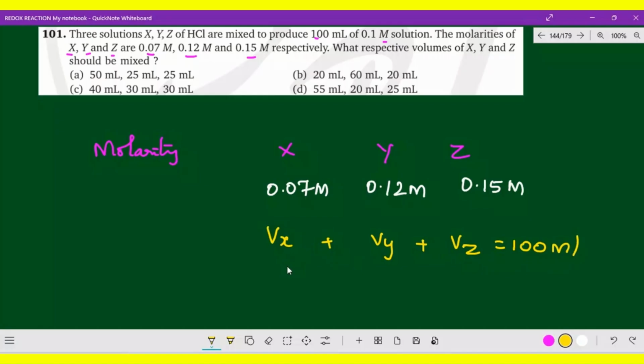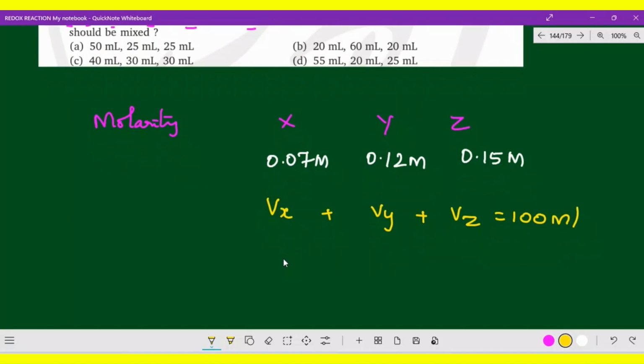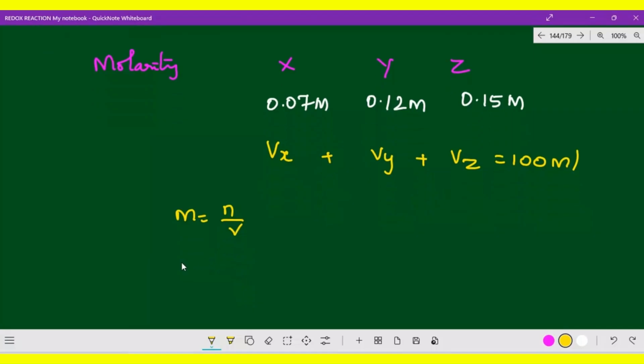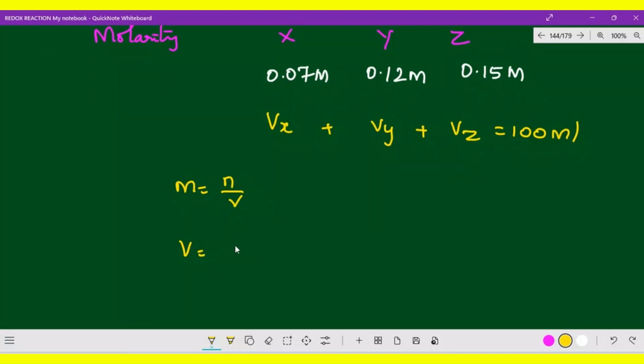Now we have to identify the volumes of the solutions. Before finding the volume of the respective solutions, we have to find the moles. Molarity is equal to n by V, that means moles by volume in liters. Now volume we have to identify, so volume is actually moles by molarity.